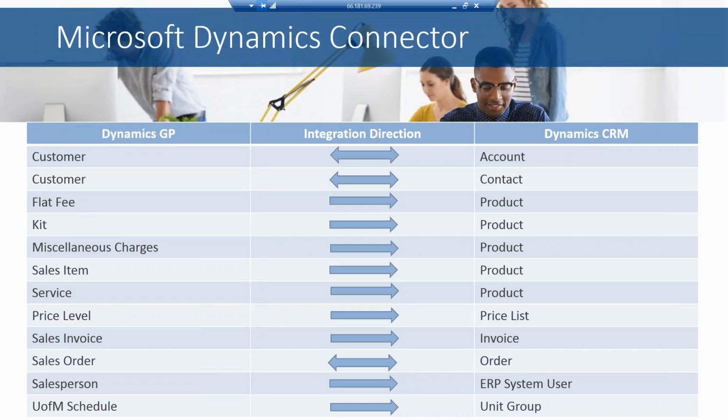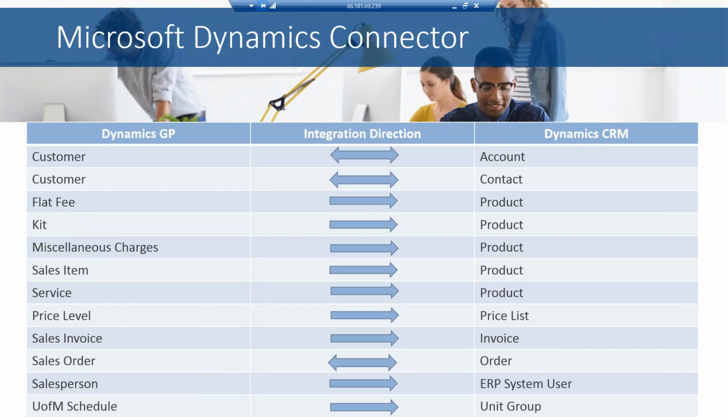You'll also notice here that we have sales orders and sales invoices. And the order is actually bi-directional, and that may be because there are changes that can be made to an order, and that can go back and forth between a CRM and GP. And notice that the invoice is single direction. So you can create an invoice in GP and then make it visible inside of Dynamics CRM. So this is the traditional Dynamics connector.